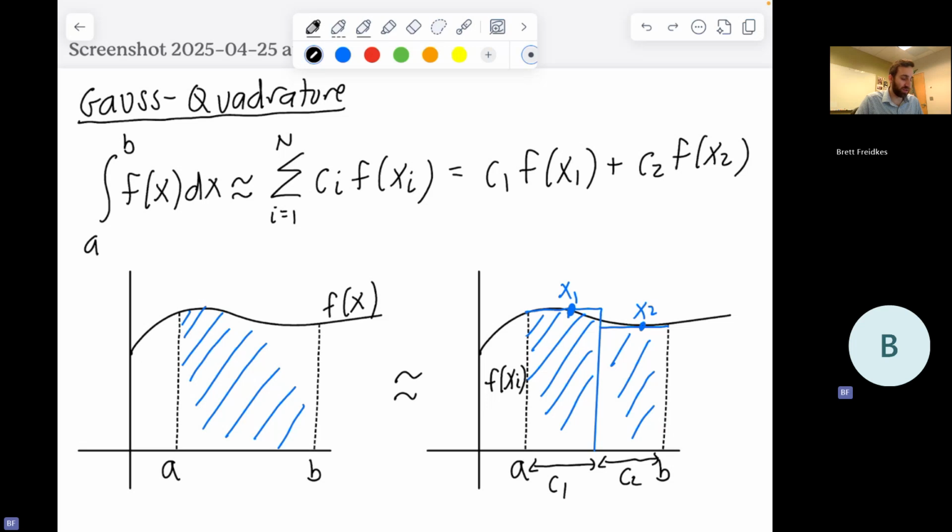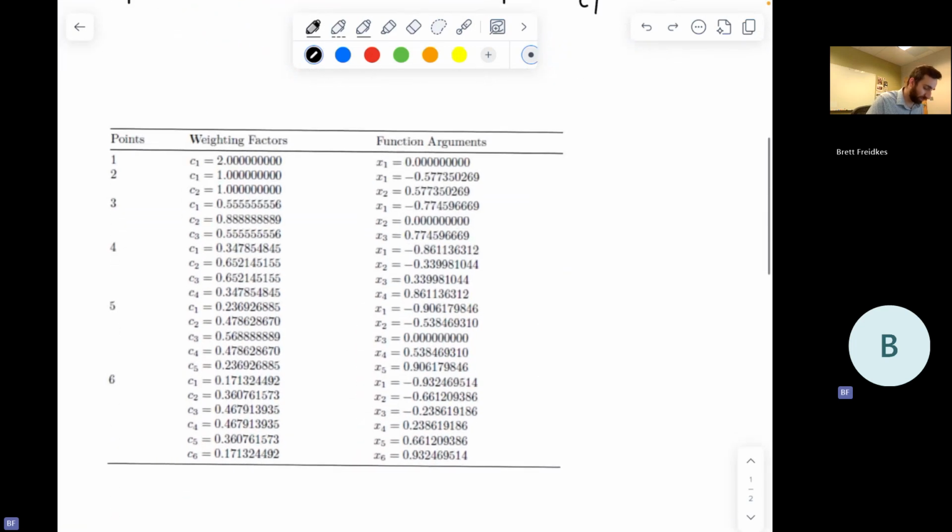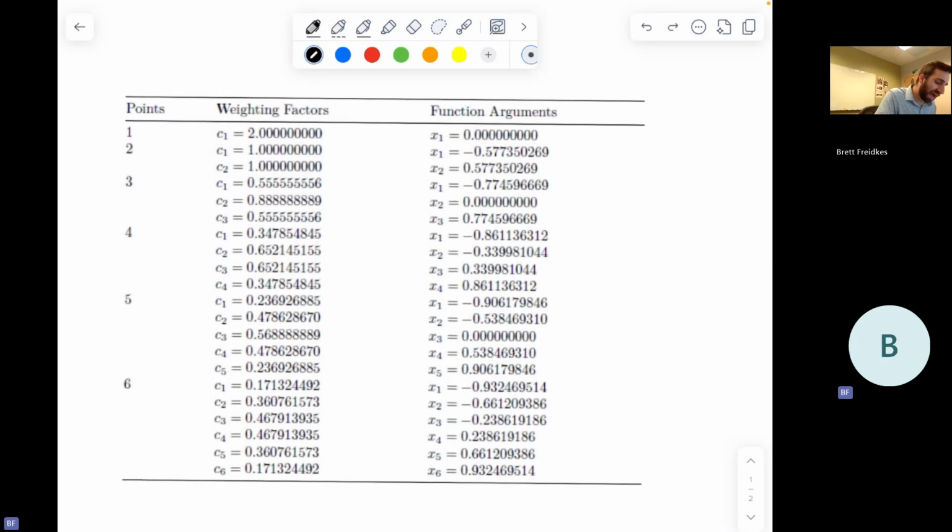So instead, what we would like to do is use some sort of reference. And there's a table that exists where, depending on how many rectangles you want, you can easily go look up in the table what your c1 and x1 values are. So you see that if I want one rectangle, c1 is 2 and x1 is 0. If I want four rectangles, I can see here what all of those numbers should be. I think the rectangles, sorry. Four rectangles for Gauss quadrature.